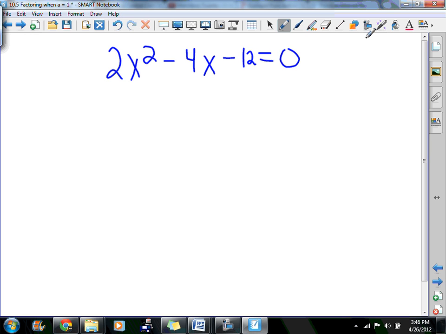And the last one. Notice that this is a 2, so we're going to have to do some factoring. I want you to pause this one and try this one on your own. Okay, let's see how we did here. Right away, we've got to factor out that 2. So we have x squared minus 2x minus 6 is equal to 0. Now I see some negatives, so I know negatives are involved.